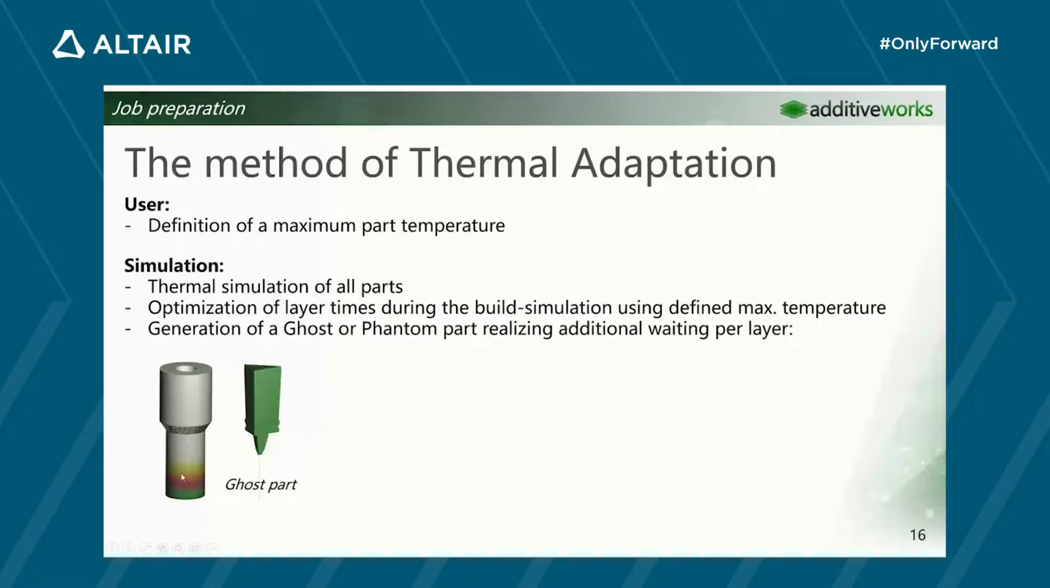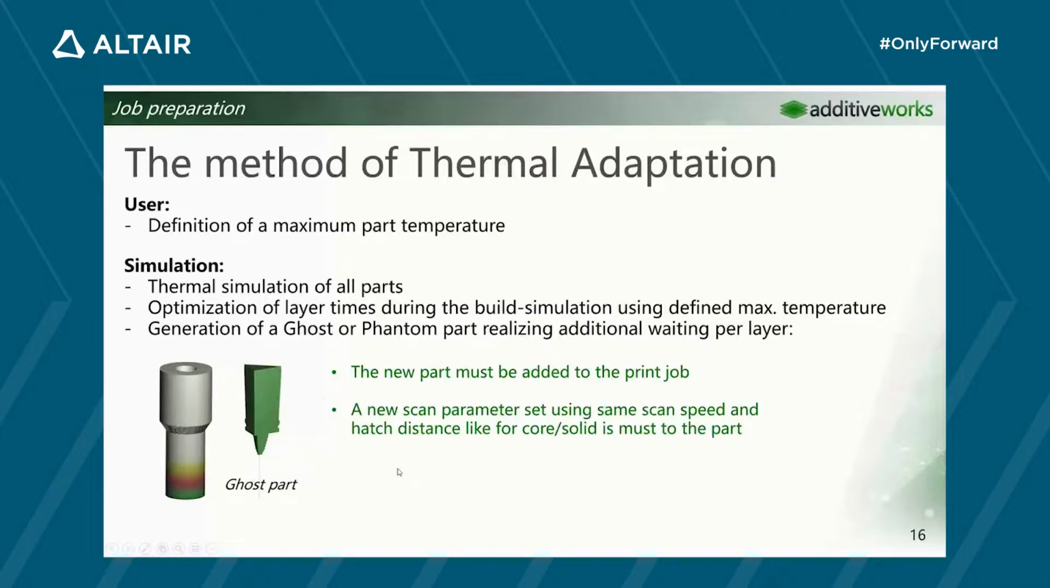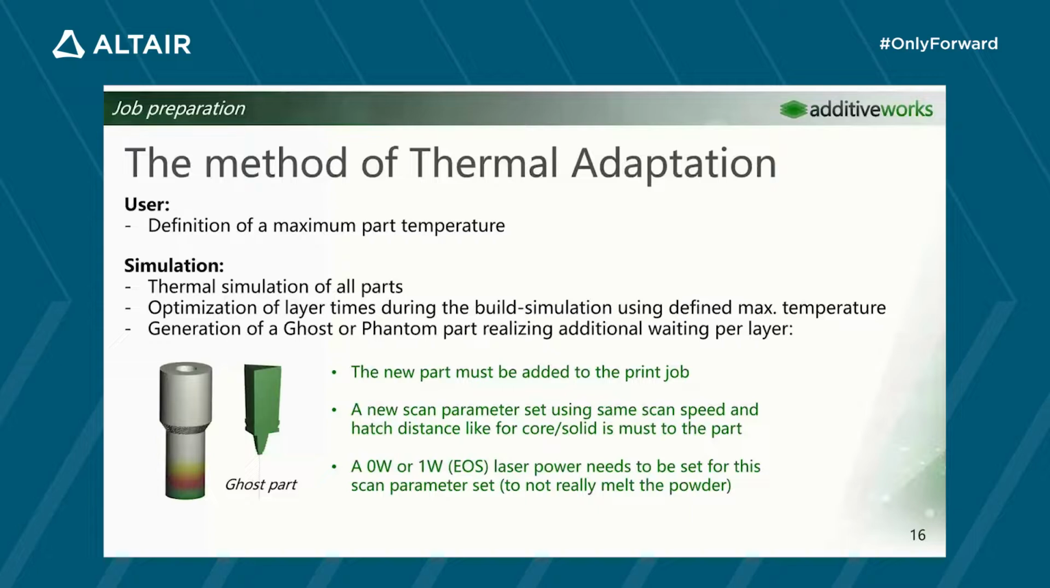So for example, for such an overheating part, a ghost part would look like that, and the bigger the cross section is, the more waiting time there is. So this second part is not really exposed, it's not really built, the powder is not molten, but it has the same process parameters, but for example 0 or 1 watt. So you add this to the print job, you use the same scanning speed, because via this cross section we are realizing this waiting time, and you assign 0 watt, or for EOS it's 1 watt as layer power, to not really melt this, but just enable it as a waiting time.